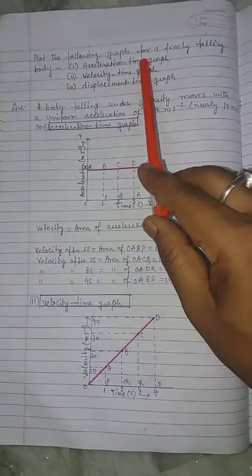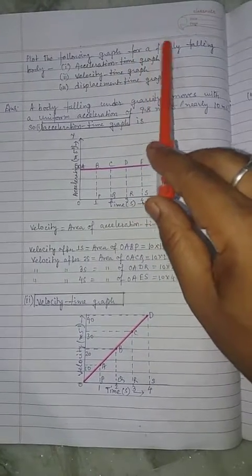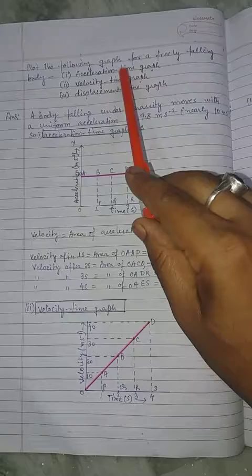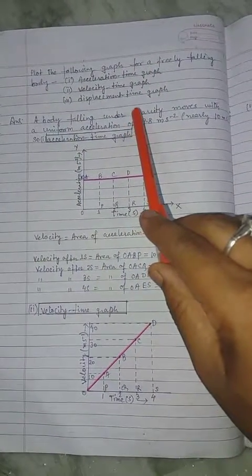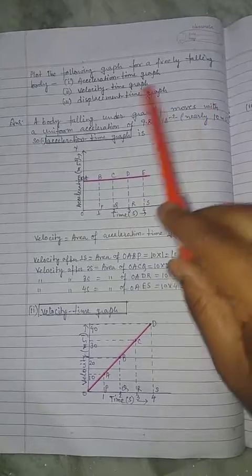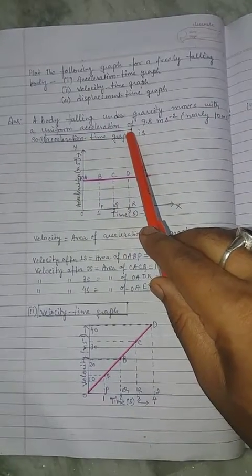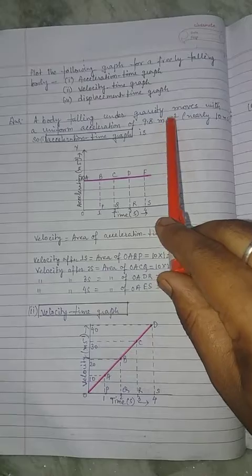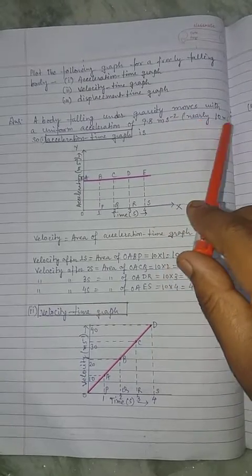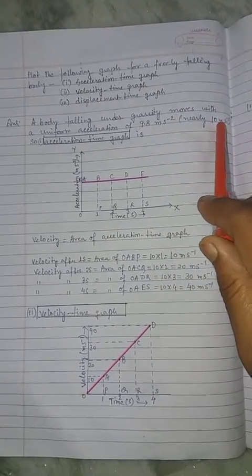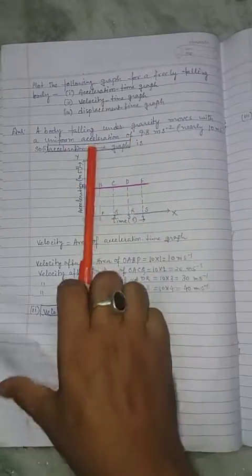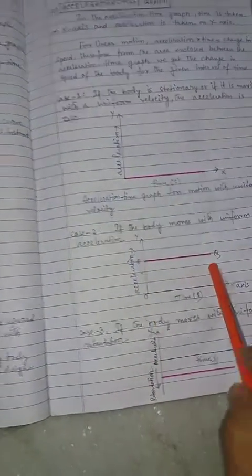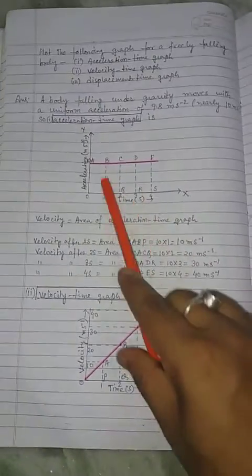Now we plot the following graph for a freely falling body, the acceleration time graph. A body falling under gravity moves with a uniform acceleration of 9.8 meters per second squared, nearly 10 meters per second squared. Then the acceleration time graph, for uniform acceleration, will be of this type.